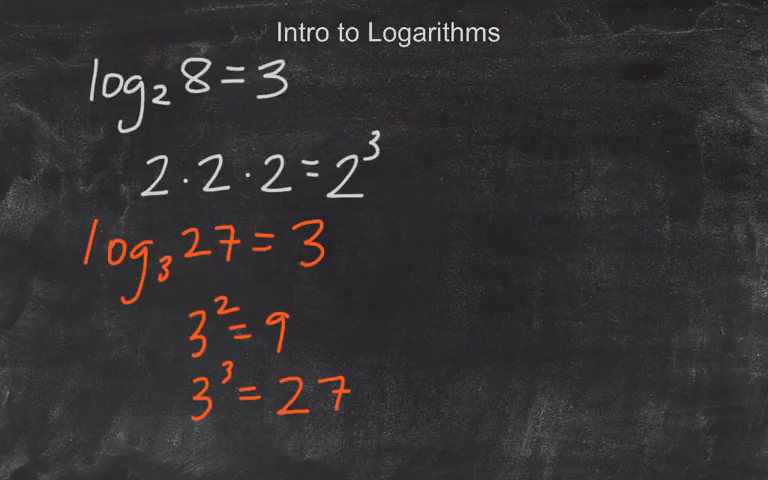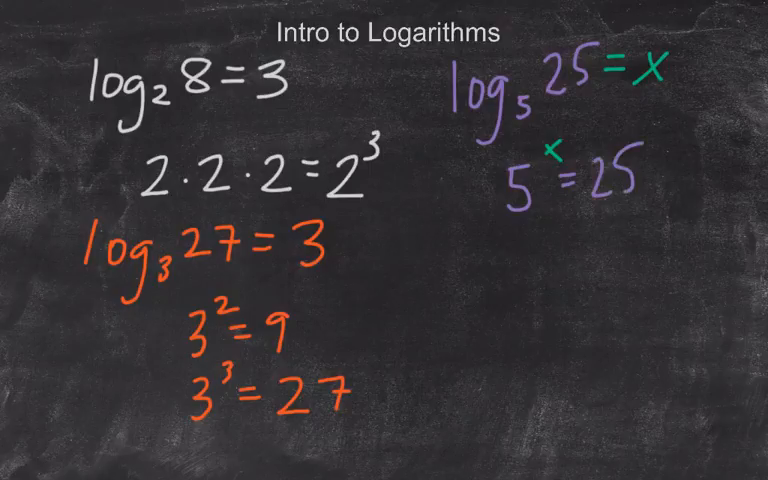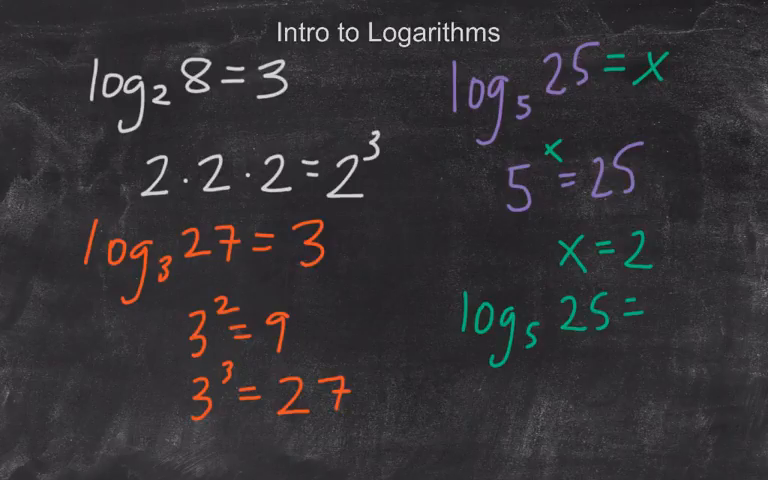A lot of times when you're doing these examples, it helps to set your expression equal to some variable so that you're working with an equation instead of just an expression. So if I'm looking at log base 5 of 25, I might say that equals x, so that I can rewrite my equation instead of just working with an expression. So this is asking the question, 5 to the power of what gives me 25? And we know that x equals 2 makes that true. So log base 5 of 25 equals 2.